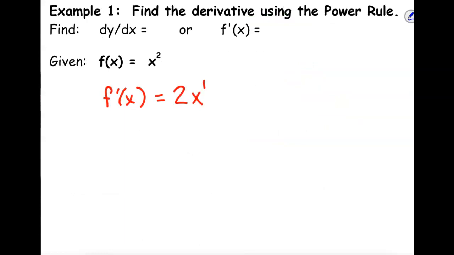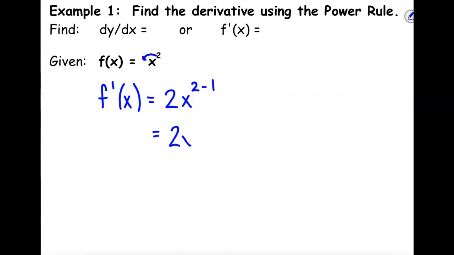So here's our example again. We're going to use the power rule. So here's your function, your quadratic. We'll say f dash x. We're going to bring that 2 down. That's your new coefficient. Then we're going to subtract 1 from the exponent. So the derivative function is now 2x to the first, or just 2x.